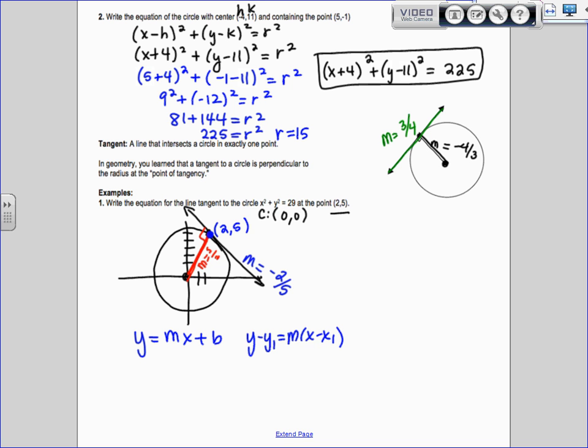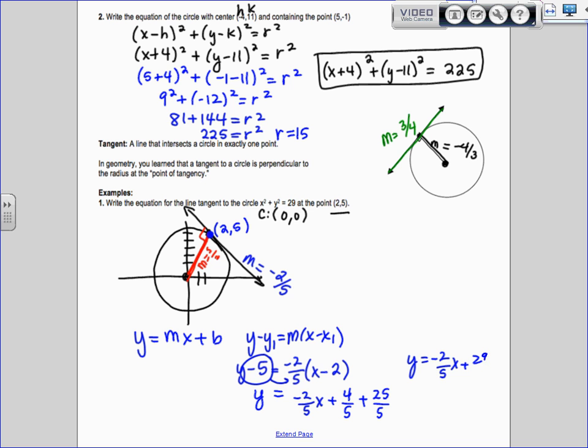It doesn't matter. So let's say I plug in here. So I have y minus y1, which is 5, equals m times x minus x1, which is 2. And I solve for y, so I get negative 2 over 5 x plus 4 over 5. And then I want to add this 5 to the other side. So if I add it over, I'm really adding 25 over 5. So I get y equals negative 2/5 x plus 29 over 5. That's your answer.